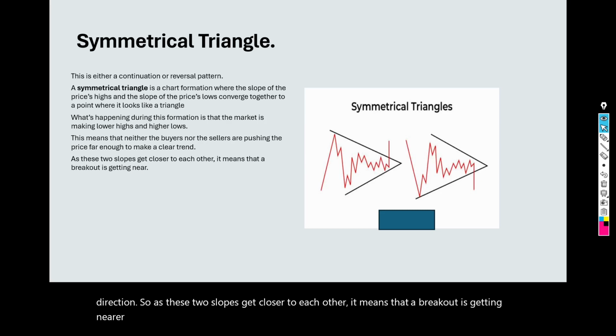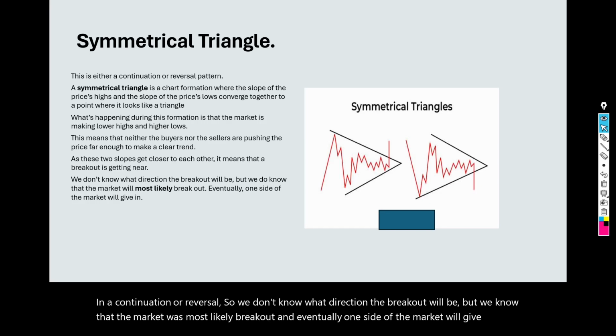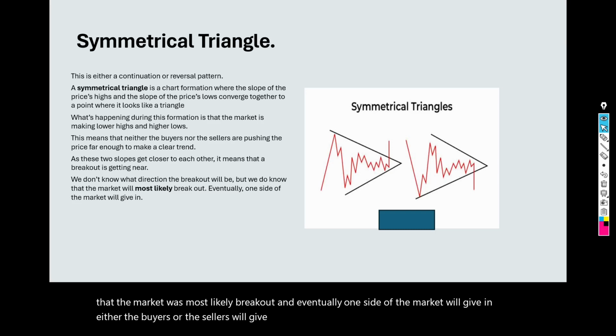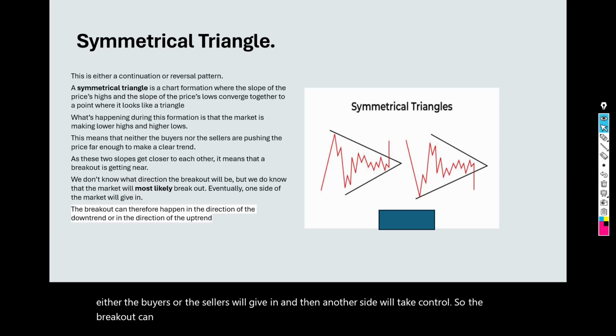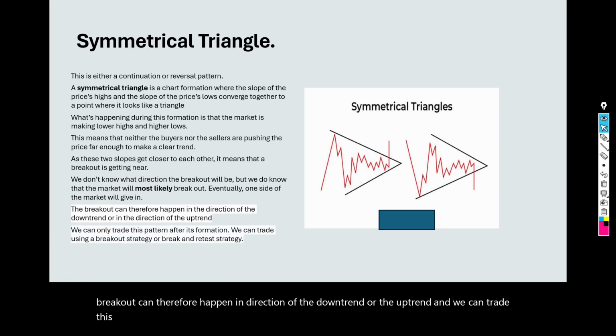So when the breakout happens, it can happen in either direction. It can happen in a continuation or a reversal. So we don't know what direction the breakout will be, but we know that the market will most likely break out, and eventually one side of the market will give in. Either the buyers or the sellers will give in, and then another side will take control. So the breakout can therefore happen in the direction of the downtrend or the uptrend, and we can trade this pattern using two strategies. That's the breakout strategy and then the break and retest strategy.